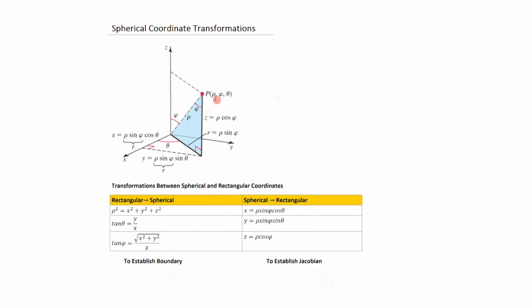And again, everything now is in terms of the new variables, that is rho, phi, and theta. And the angles, again, according to the right-hand convention: theta on the xy plane in the counterclockwise direction, and phi with respect to the z-axis going down.